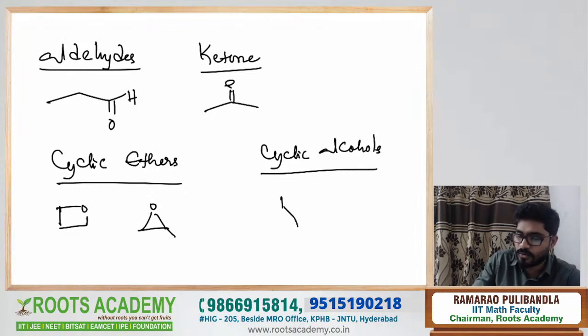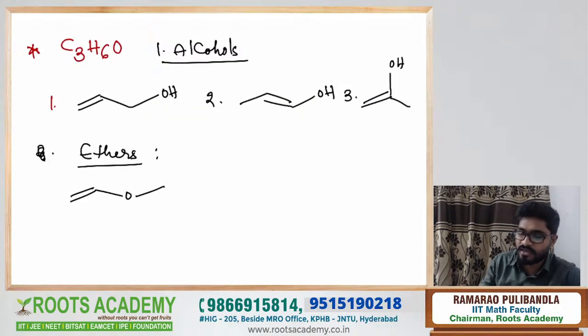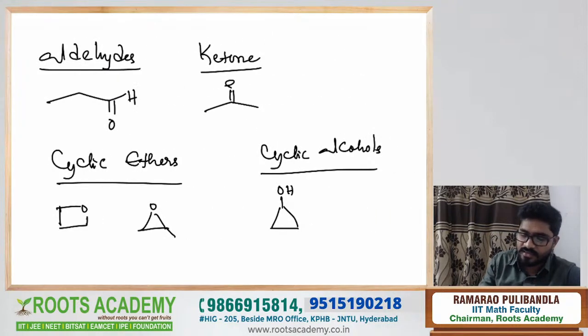Like this, OH, cyclic alcohol. So that is the cyclic alcohol, guys. We can get that. So now, tell me how much total? 4 here, 2, 6 total. We got the 9.